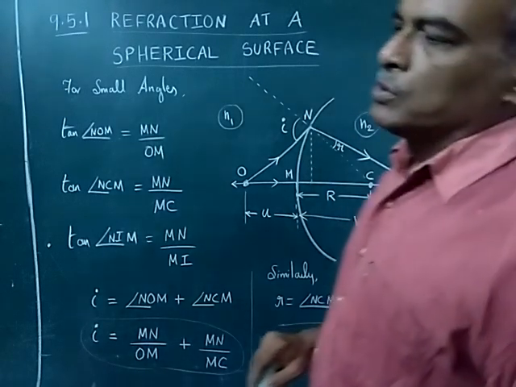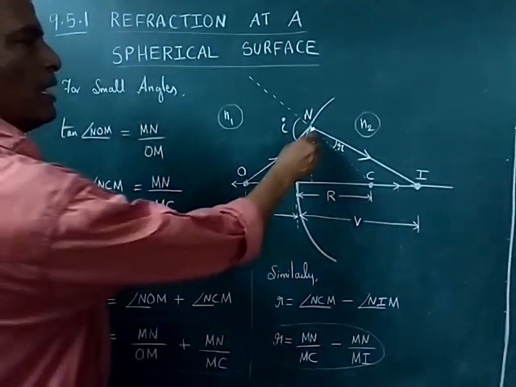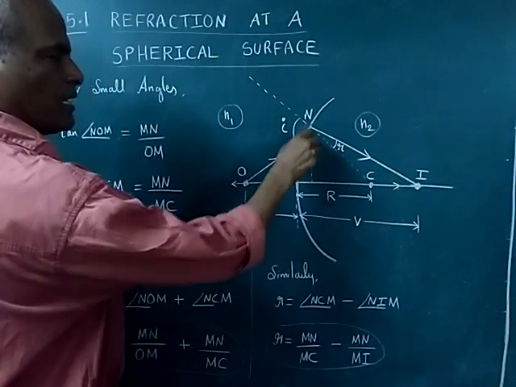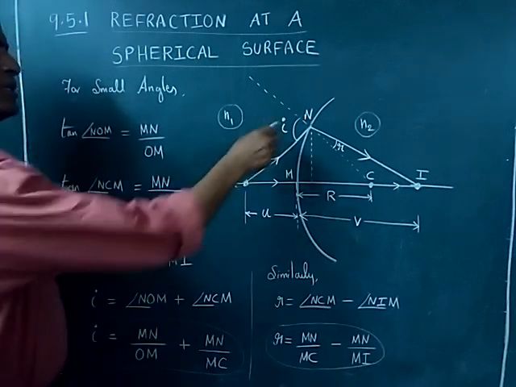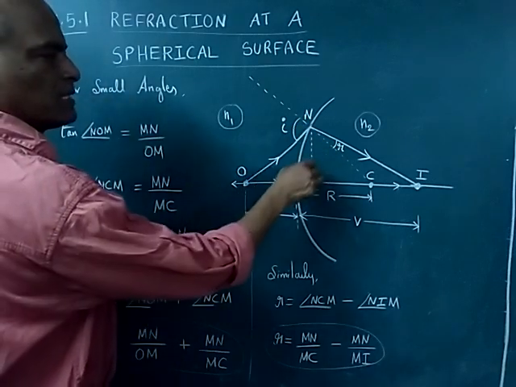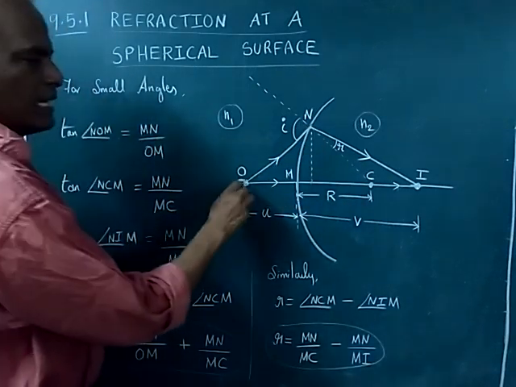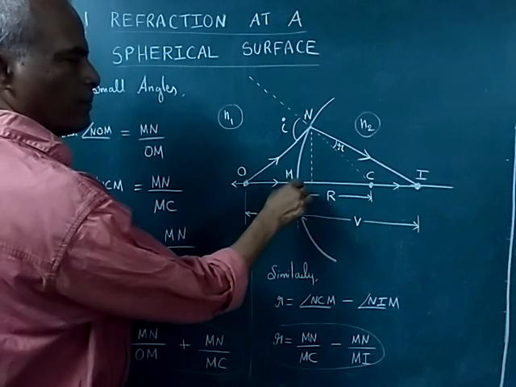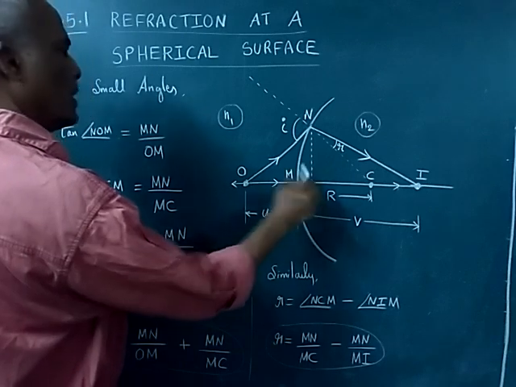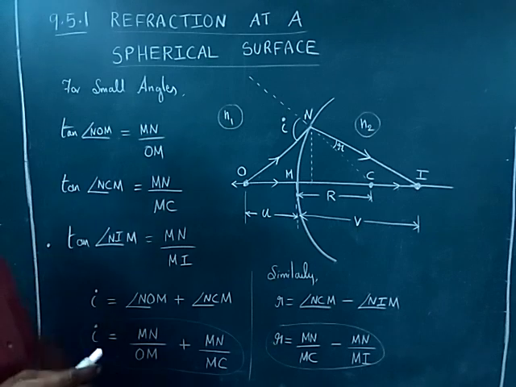Okay, so now we will see tan NOM. You can assume this to be a right angle triangle. So NOM is the angle we are considering. The opposite side is NM divided by the adjacent side OM. This M and this M both are the same because it's very close. Next we are considering tan NCM.